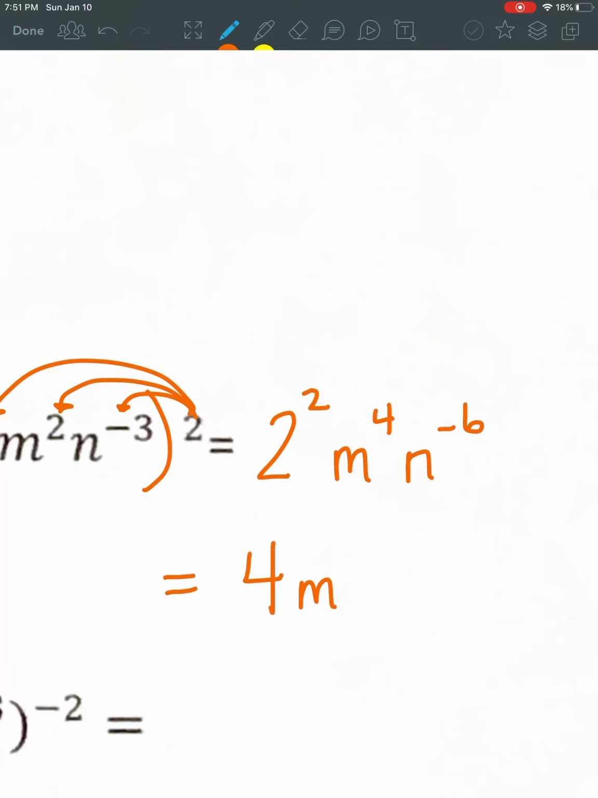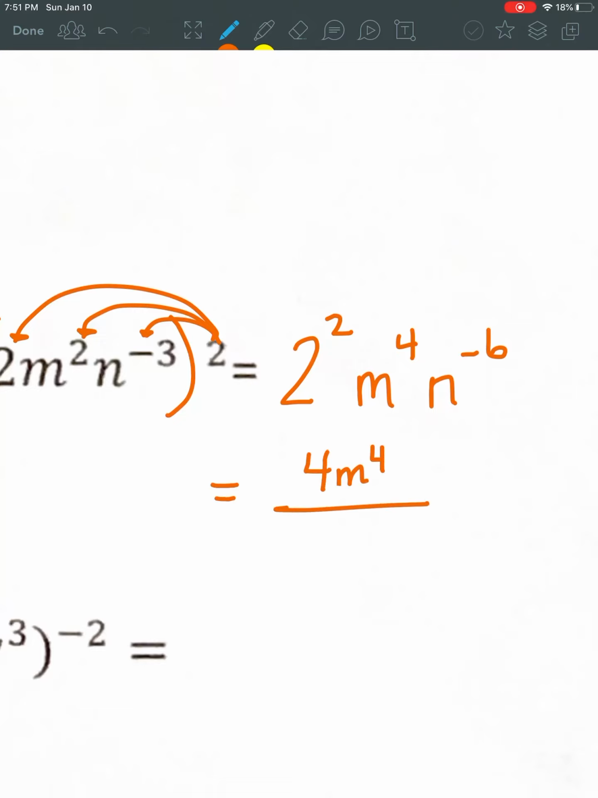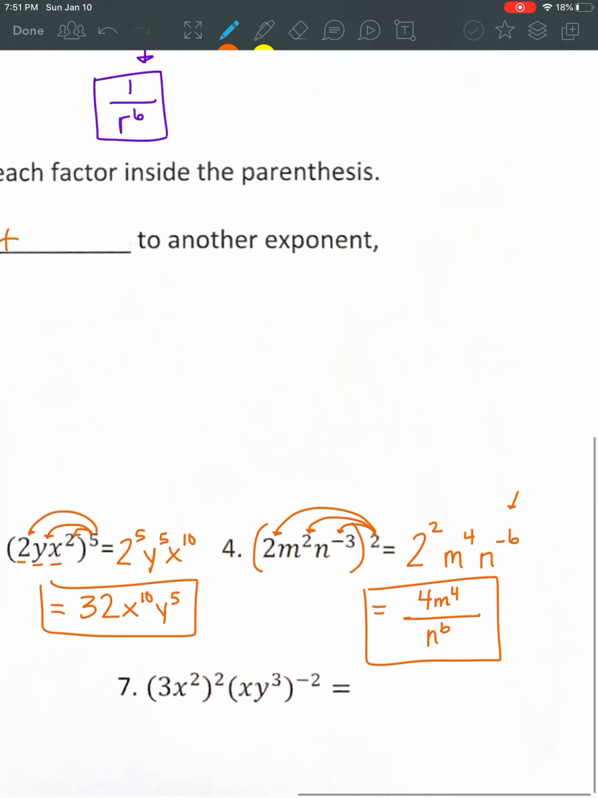And we can do 2 squared, so we get 4m to the 4th. n has a negative power. Actually, I wasn't planning. Oops. I'm going to give myself a little more room here. So 4m to the 4th, but I want to make sure I had enough room for my fraction because we have the negative power, so it gets put on the bottom with a positive power.